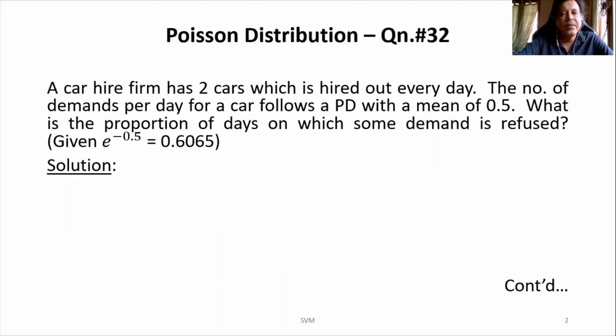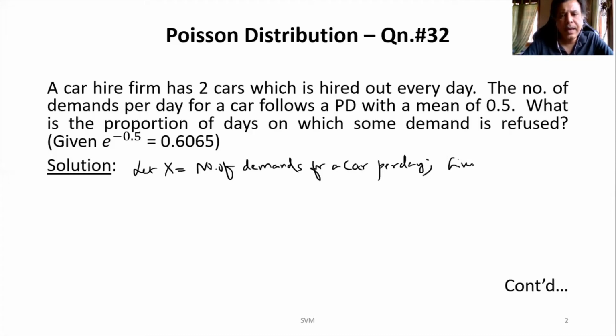A car hire firm has 2 cars, which is hired out every day. The number of demands for a car follow a Poisson distribution. Means, let me say, let x equal to number of demands for a car per day. And given this x is following a Poisson distribution.